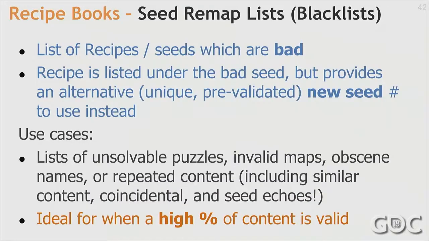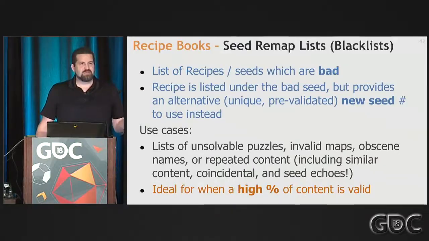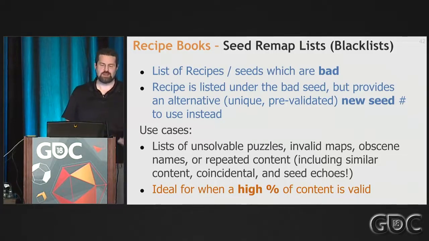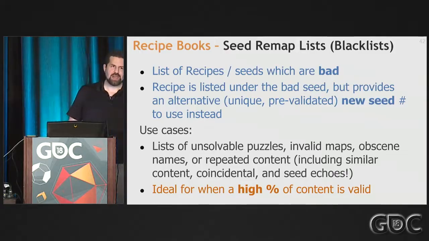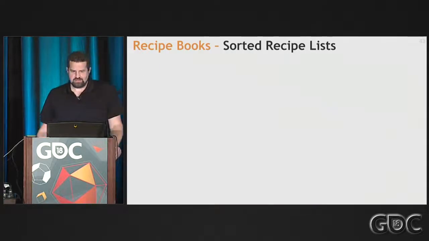This is ideal for when most of your content is good and you just need to write down the 5 or 10 that are bad, or even the 10 or 1,000 or 2,000 that are bad out of 1,000,000. So if most of your content's good, just write down the bad ones. If most of your content's bad, just write down the good ones.